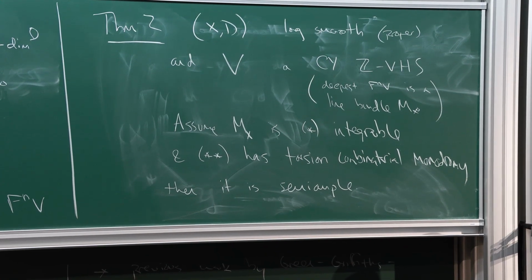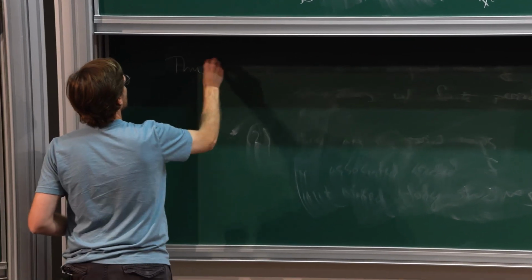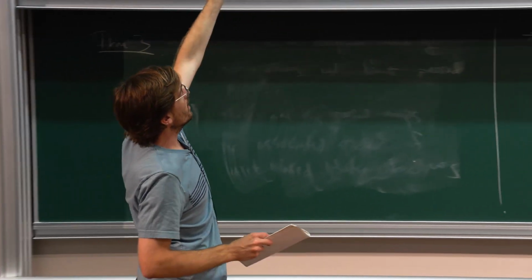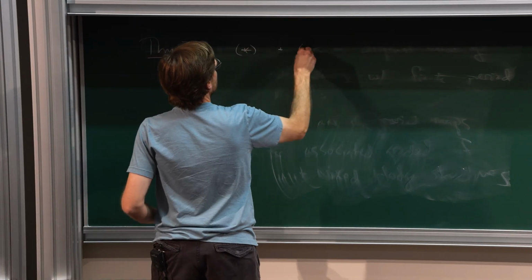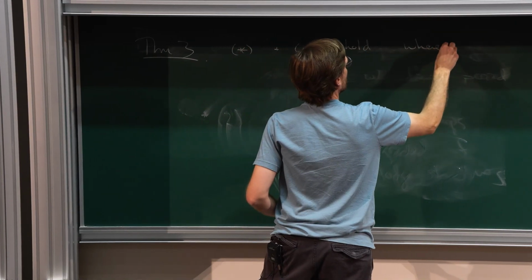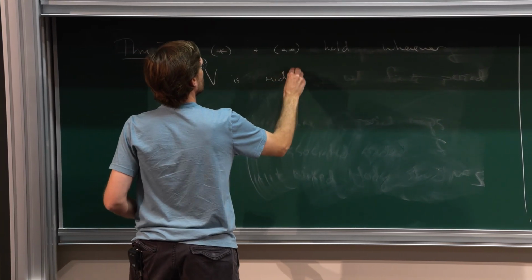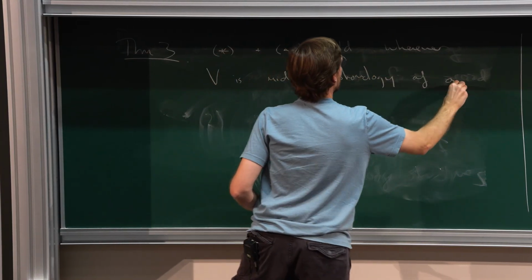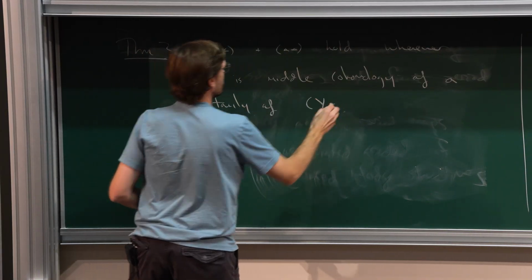OK, so theorem 3 is that these two conditions are satisfied whenever you're looking at middle cohomology for a family of Calabi Yaus. So star plus star star hold whenever V is middle cohomology of a family of Calabi Yaus.